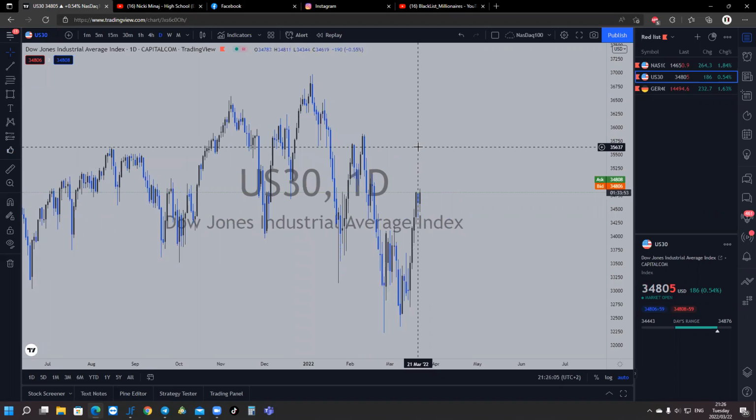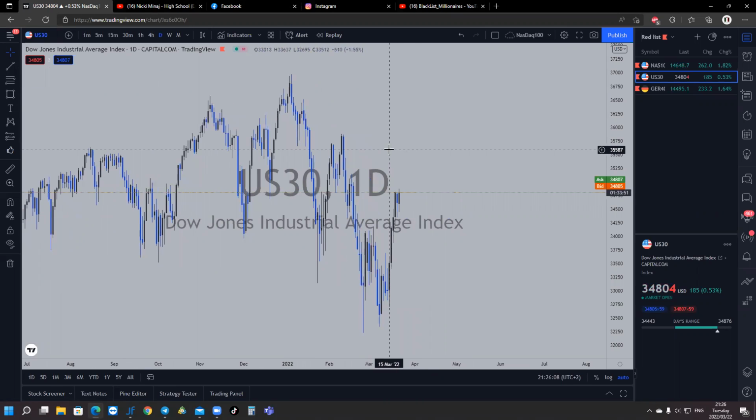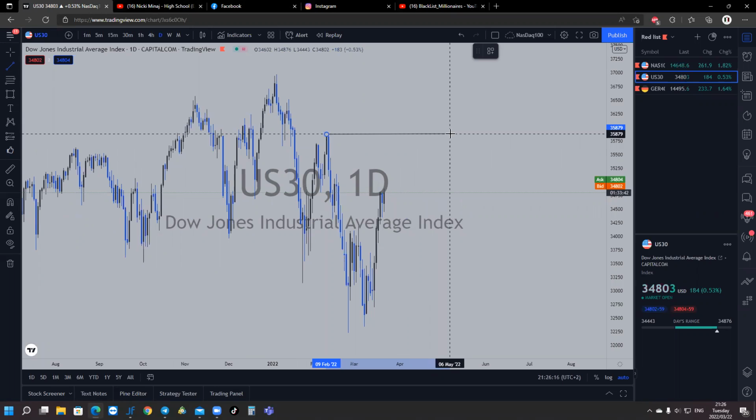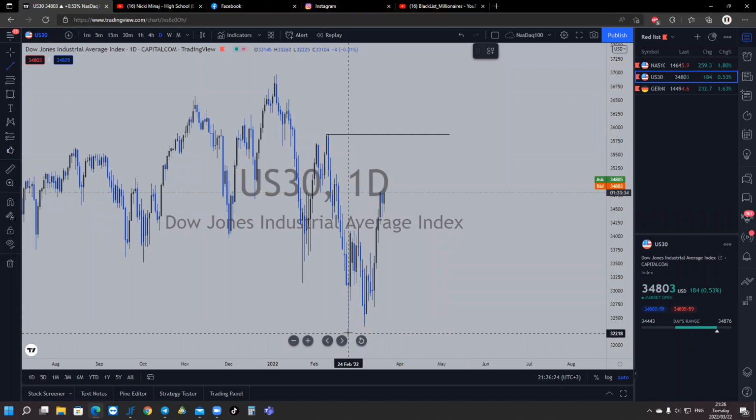So we're gonna have a look at US30 today. We'll start on the daily time frame, and then we mark the recent high and low of this pair. This is the recent high that we will be marking, and then this is the recent low.